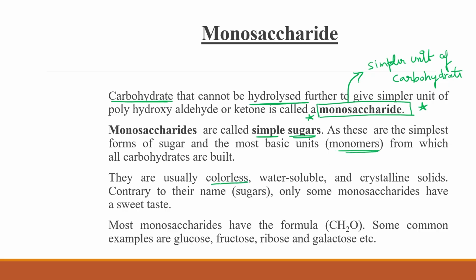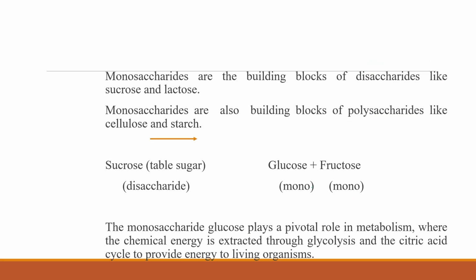They are usually, what are the physical properties? They are colorless, water soluble, and crystalline solids. And contrary to their name, meaning sugar, I have just told you that these are known as simple sugar. Only some monosaccharides are sweet in taste, like glucose. Okay, most monosaccharides have the formula CH2O. Okay, what are the examples? Glucose is there, fructose, ribose, galactose. These all come under the monosaccharide category. Clear? Let's move to the next slide.